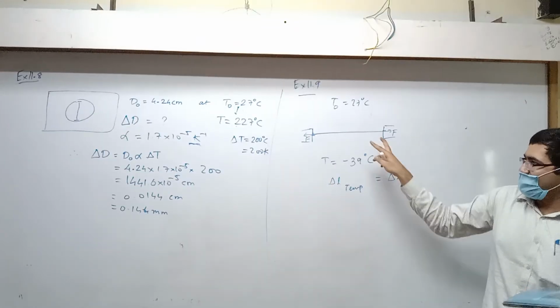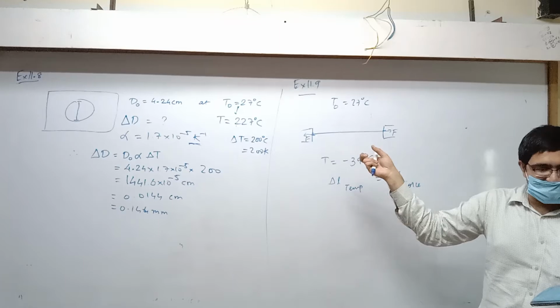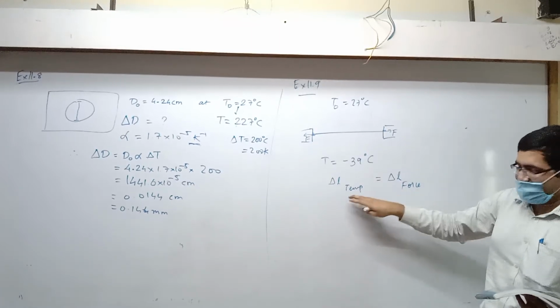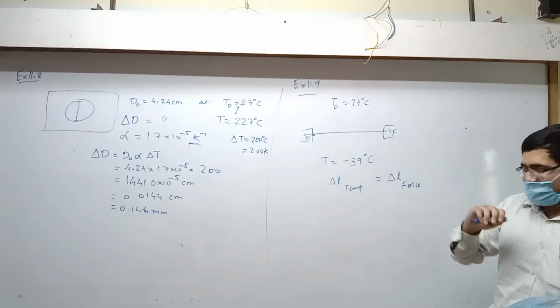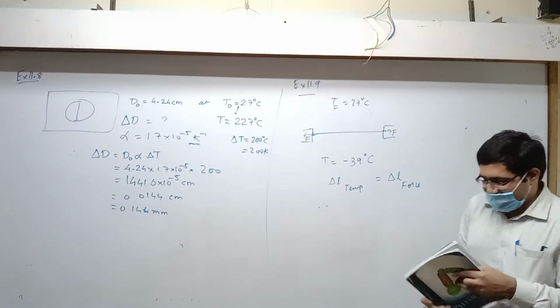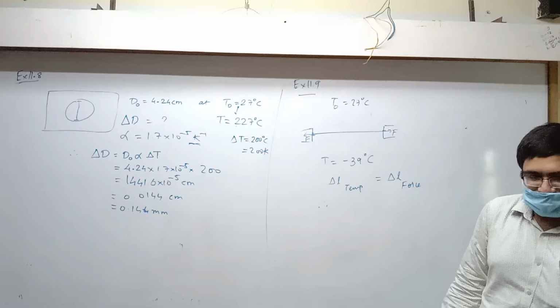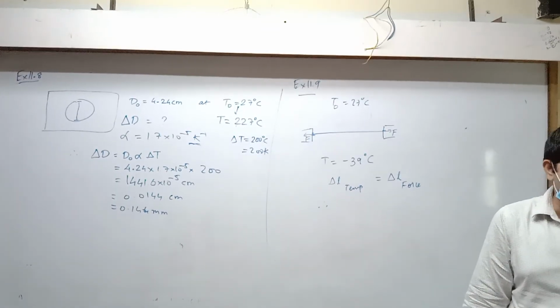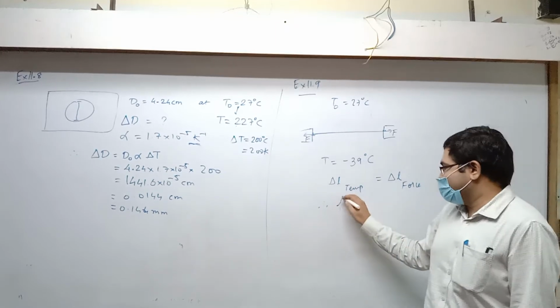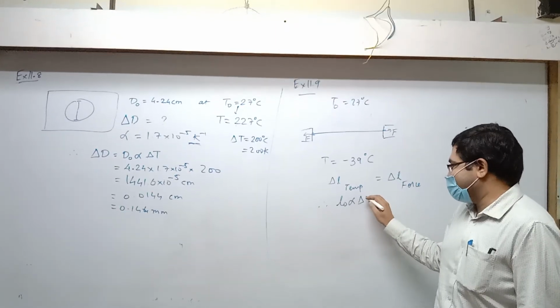Clear? One expands, the other compresses, but numerically they are equal. So if this was 1 mm, then that is 1 mm, but opposite. Sure. What should we write? Delta L due to temperature. What's the formula of delta L due to change in temperature? Delta L equal to L0 alpha delta T.